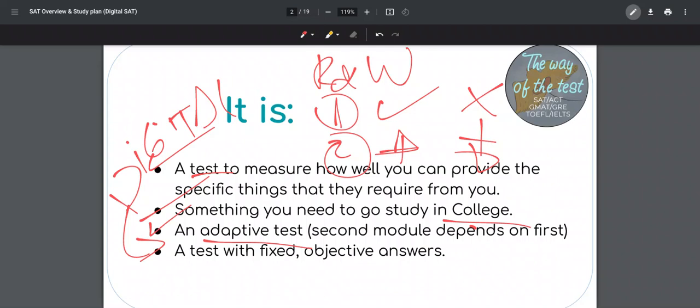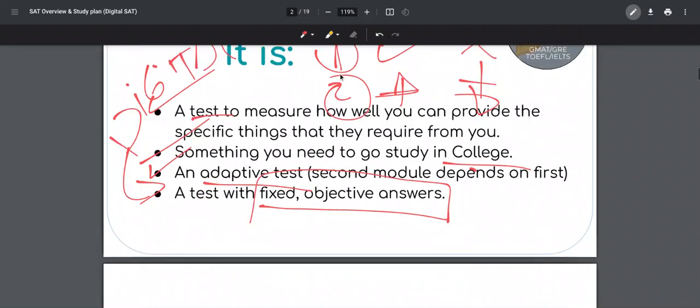And finally, this is a test with fixed objective answers. This is really important because it means the answers are not subject to discussion. The answer is just the answer. This is quite obvious in math where the number is just the number, but some people think that the answers in the verbal section are arguable, and they are not. There is one, or in the case of some math questions, more than one, very specific fixed answers which are completely objective.